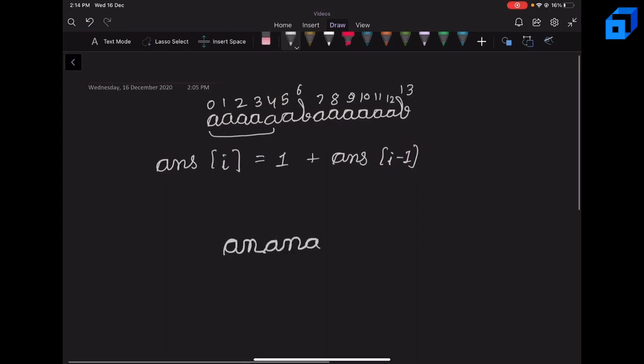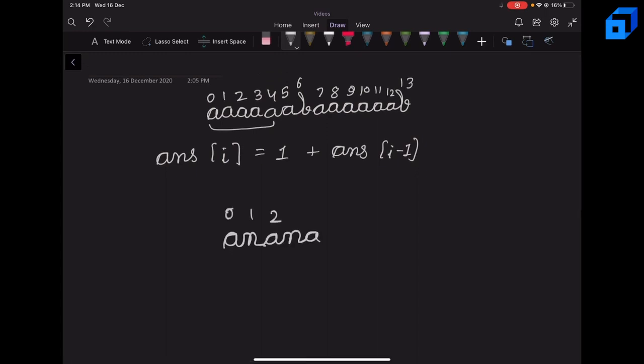So for ANA, if its indexes are 0, 1, 2, for each index I, it considers the prefix from 0 to I. So consider the string ANA. Now it finds the largest prefix which is also a suffix of this string. Largest proper prefix, so by proper prefix we cannot take the complete string. For example, this value will be 1, because the largest prefix which is also a suffix of this string is A. So the length is 1. So it stores the length of the largest prefix which is also a suffix.